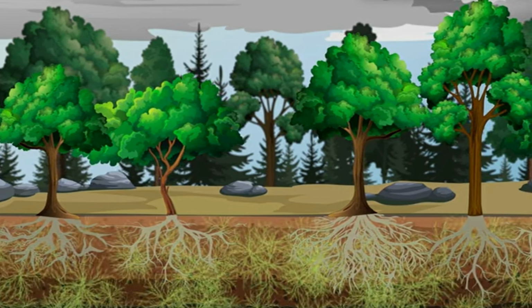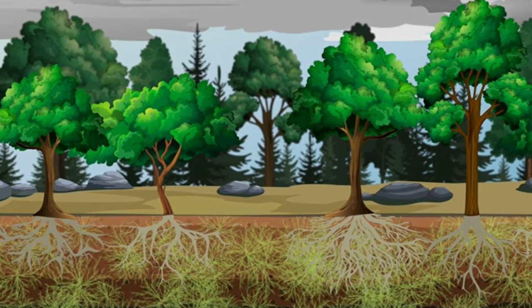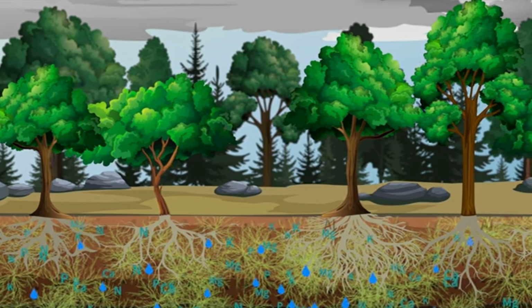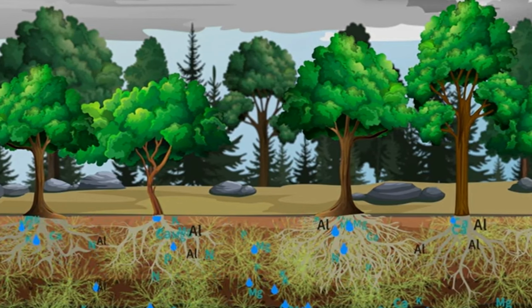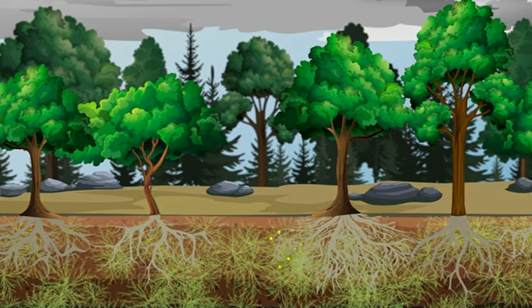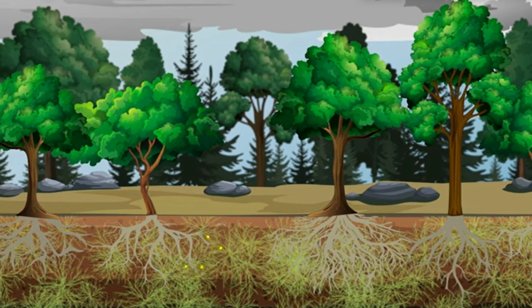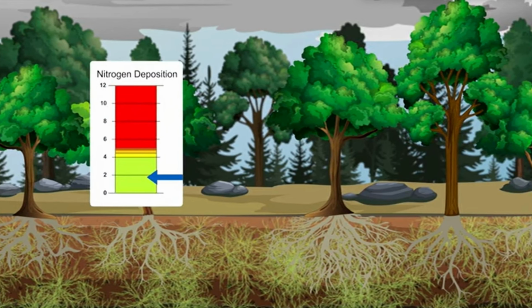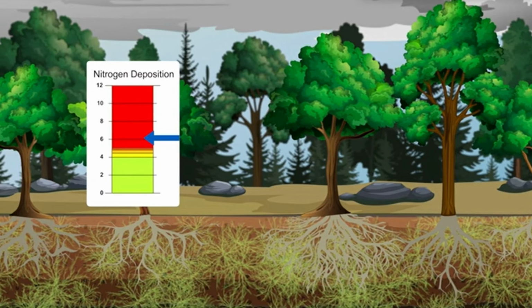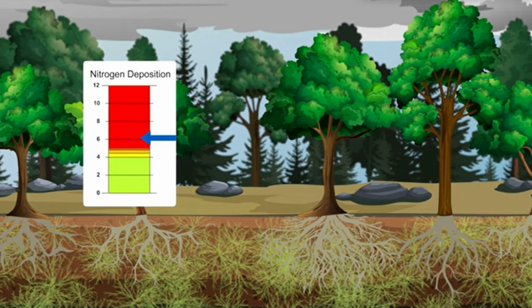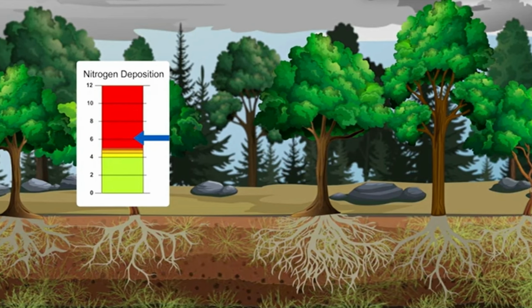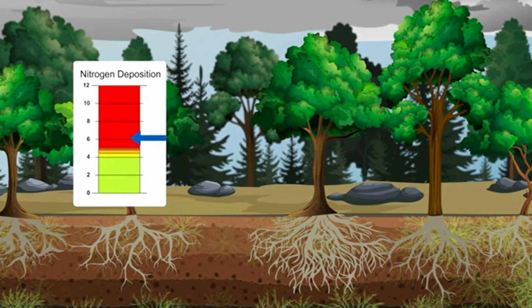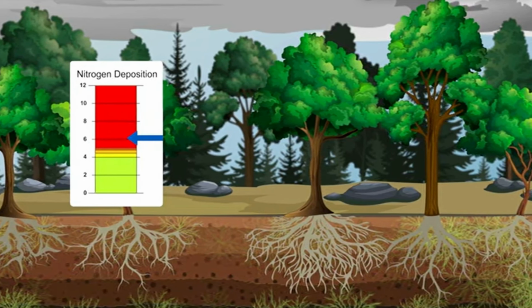Mycorrhizal fungi live in the soil and form partnerships with tree roots. These fungi help trees absorb nutrients and water from the soil. They also facilitate the exchange of nutrients between trees. If nitrogen deposition exceeds the critical load for mycorrhizal fungi, it reduces the growth of the more sensitive fungi and diminishes the fungi's partnerships with tree roots.